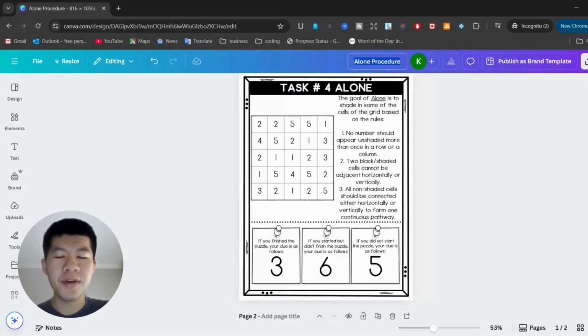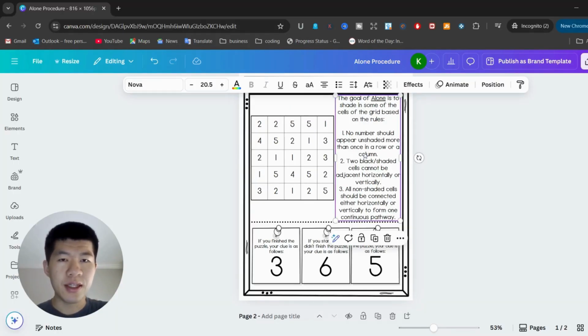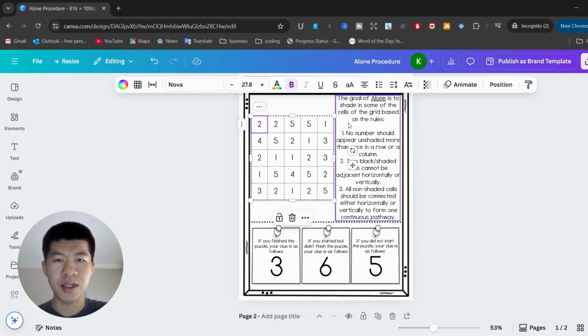In Nurikabe-style puzzles like this one, you're given a grid with some numbers inside the grid. The goal is to figure out what numbers to shade based on a few rules. The first rule: no number should appear twice in a row or a column. For example, if I'm looking at this row right here, I see two twos and two fives, so one of the twos has to be shaded and one of the fives will have to be shaded.